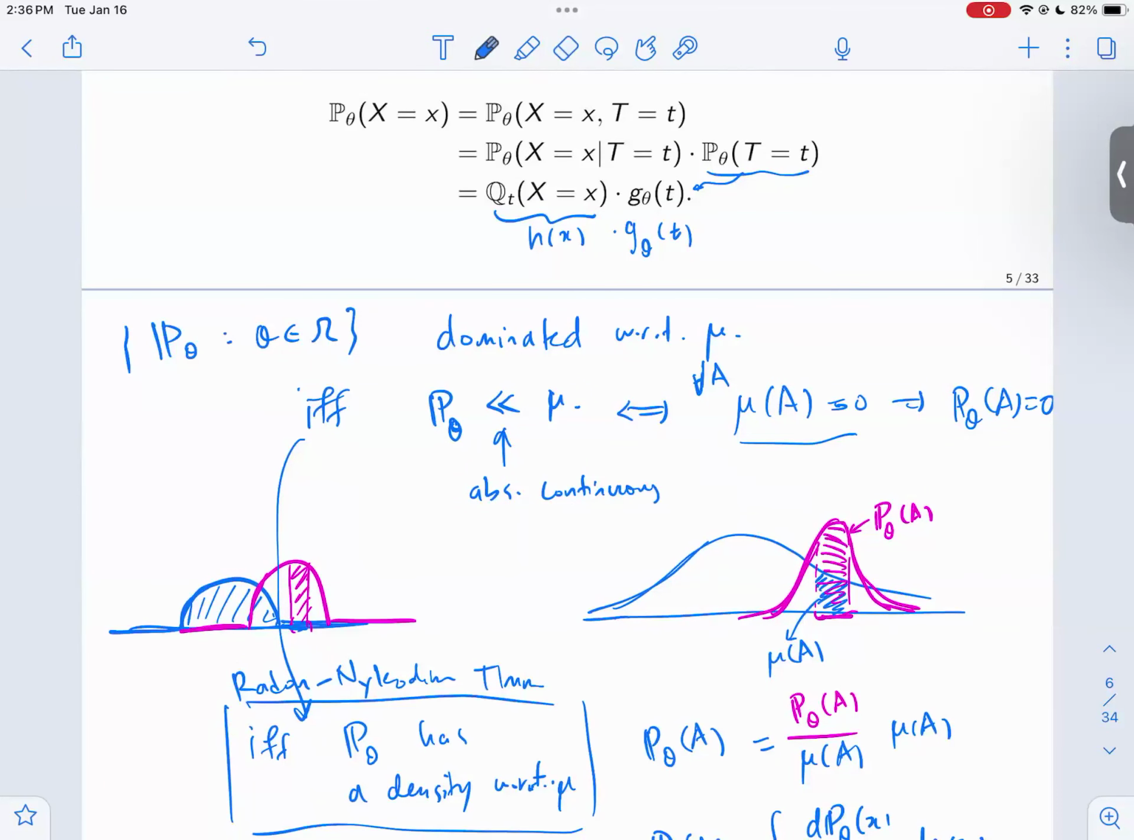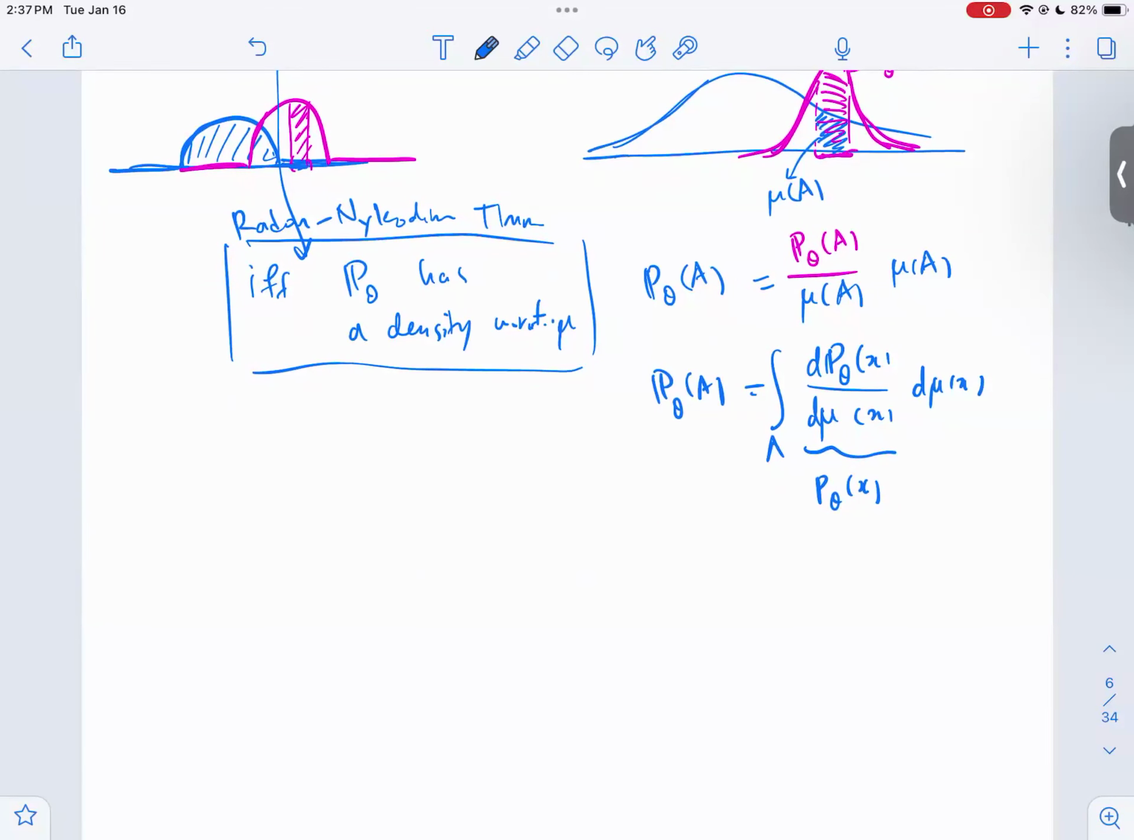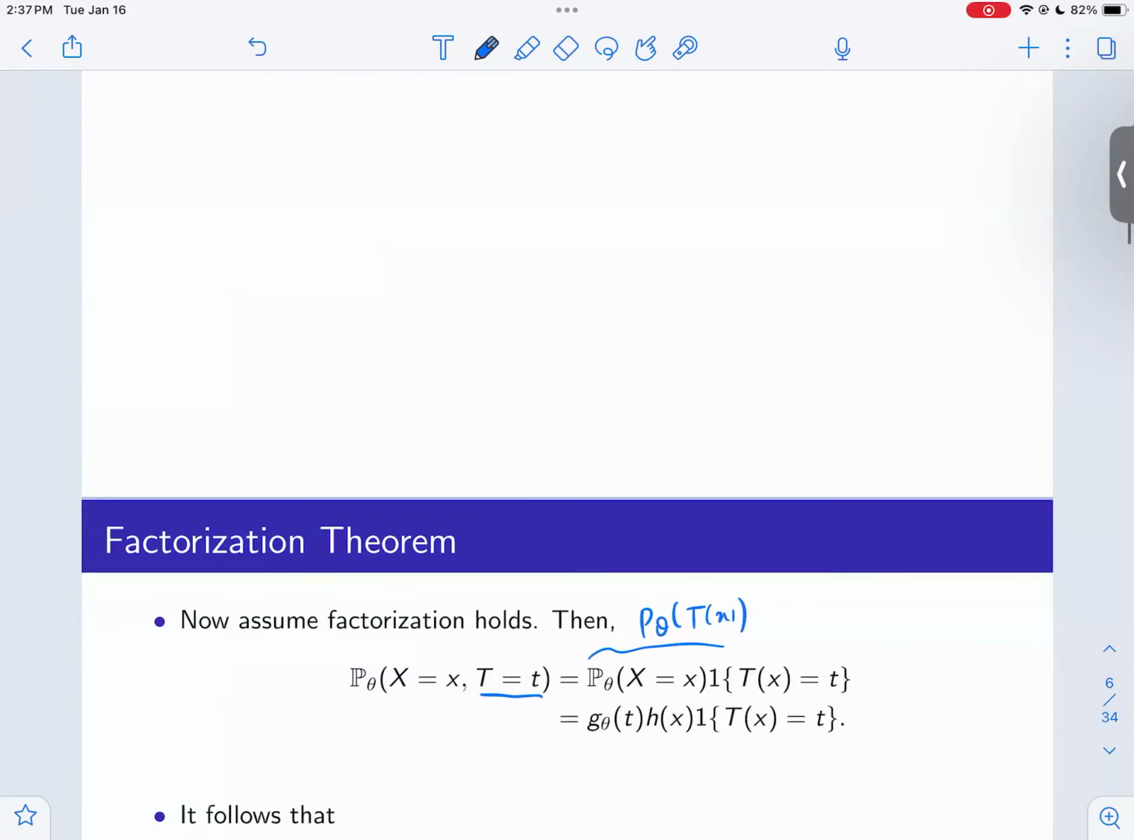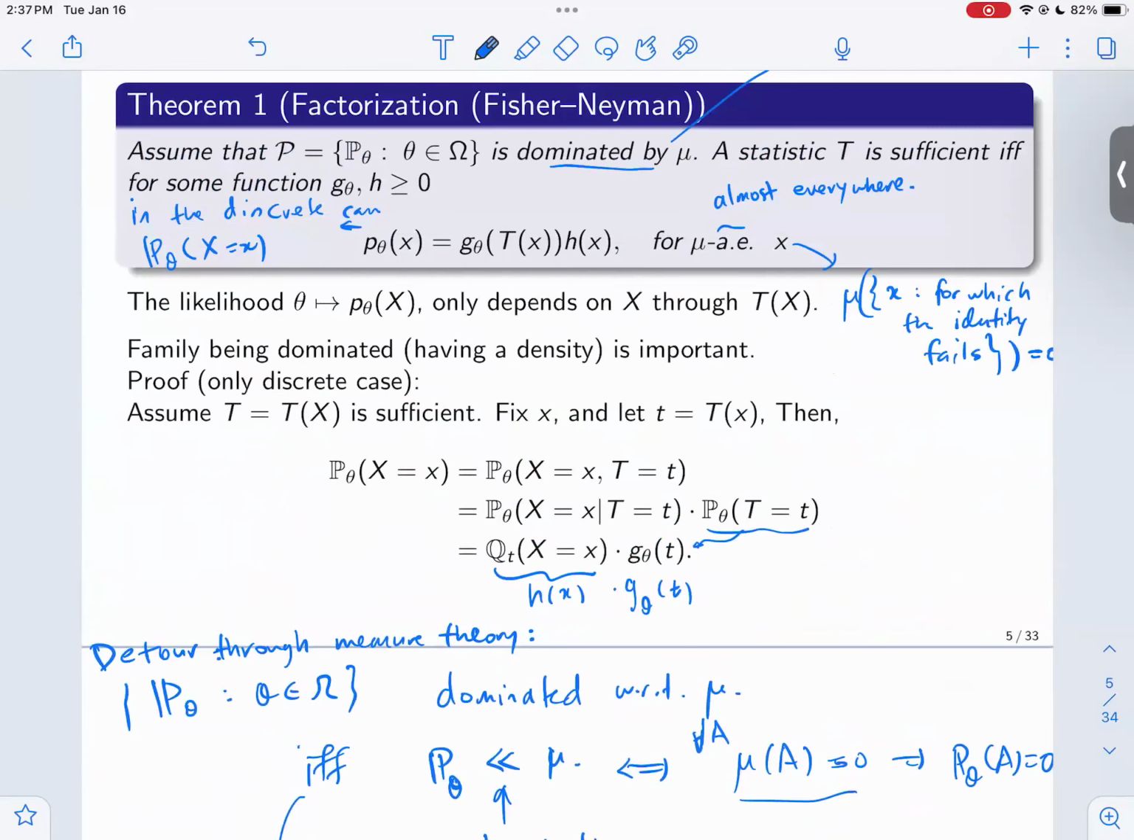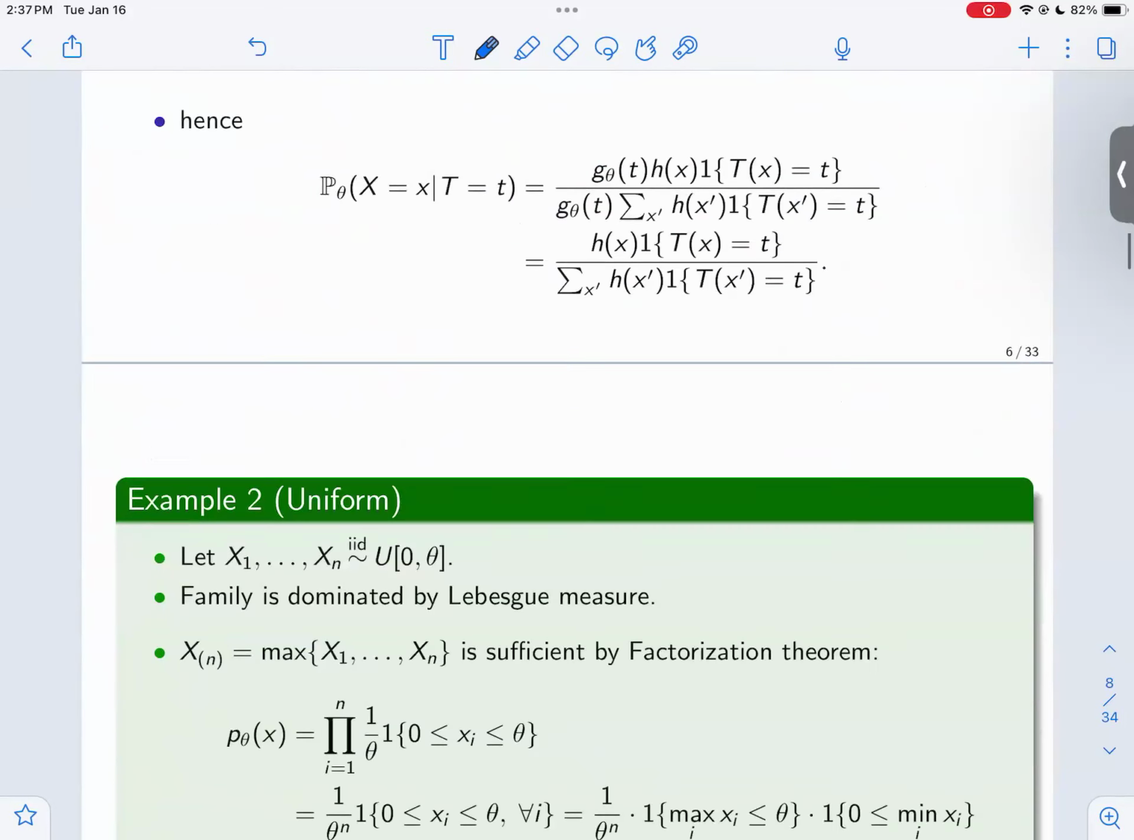So that detour was not planned. Don't worry about this. It's an unplanned detour through measure theory. Any other questions? Okay, so let's see what is next.